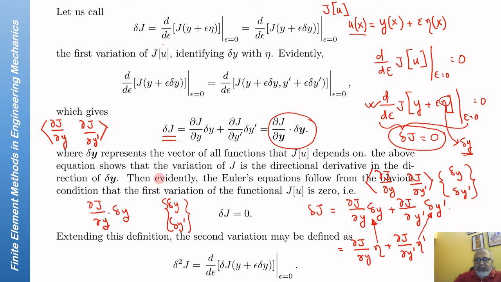Similarly, we can extend this and calculate the second variation. We don't need the second variation in a course on linear finite element methods, but for a nonlinear finite element method we will use this. So d/d epsilon of delta J evaluated at epsilon equal to 0 will give you the second variation of a functional, in analogy with the definition of the first variation. So first variation is delta J equal to 0, delta squared J equal to 0 is the second variation.